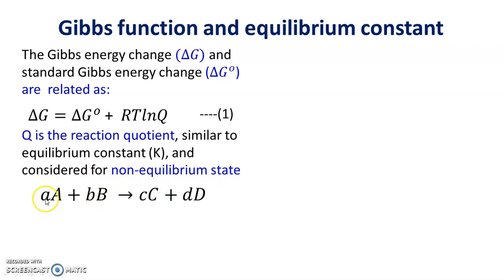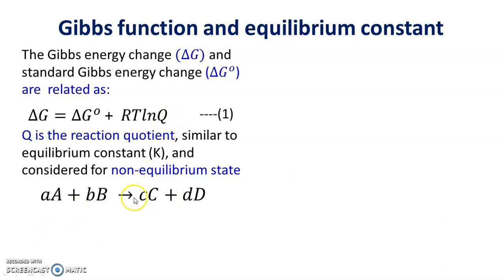For example, suppose a moles of A react with b moles of B, there is a formation of c moles of C and d moles of D. Now equilibrium is not attained. So this arrow indicates that in between reactants and products, equilibrium is not maintained. So for this reaction, we consider this Q. This is analogous to the equilibrium constant K. And you know that equilibrium constant K is considered for a chemical reaction at equilibrium.